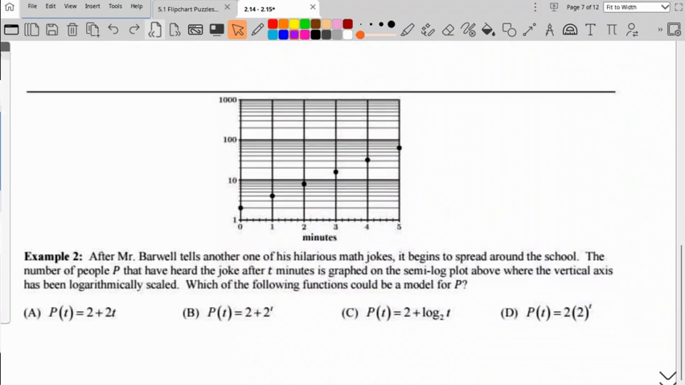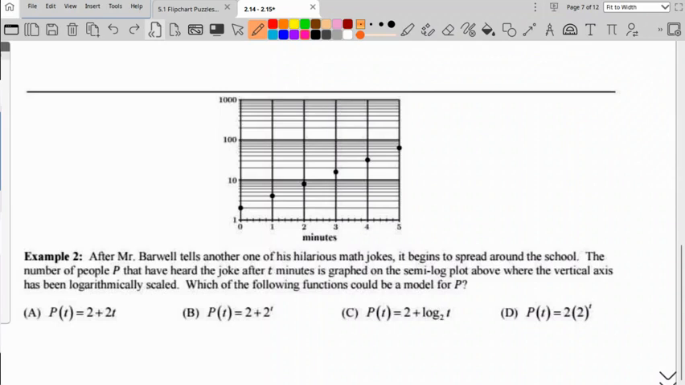Okay, so that literally was a recap of what we've already talked about, semi-log plots and their graphs. All right, so this is a semi-log plot. It says, after Mr. Barwell tells another one of his hilarious math jokes, it begins to spread around the school. The number of people P that have heard the joke after T minutes is graphed on the semi-log plot above, where the vertical axis has been logarithmically scaled. Which of the following functions could be a model for P?